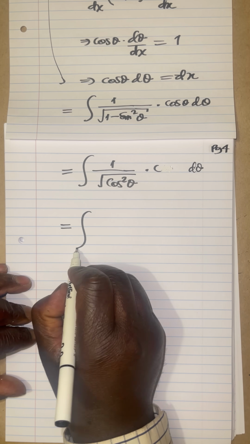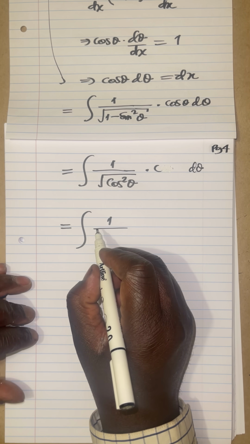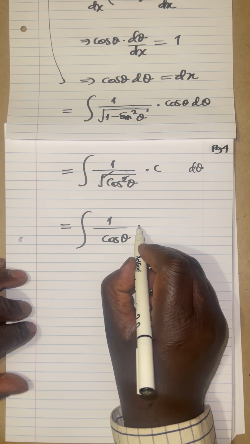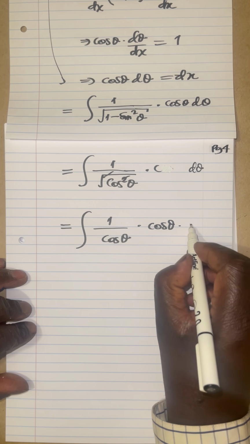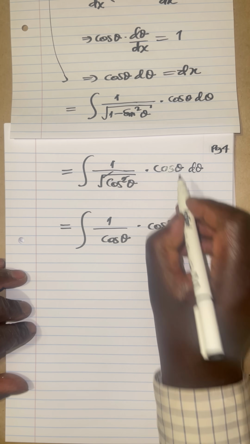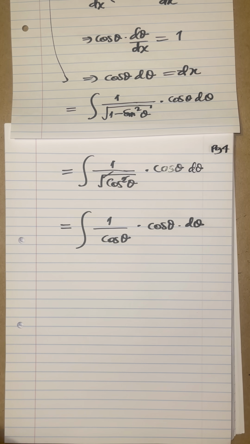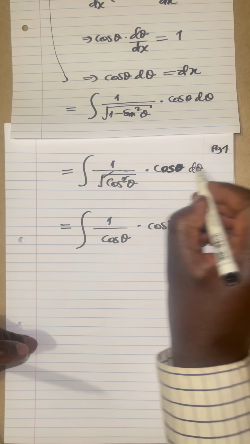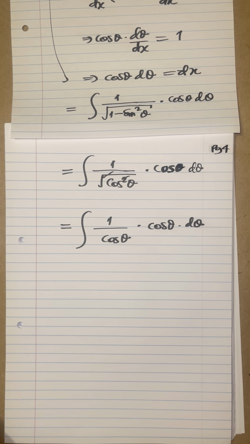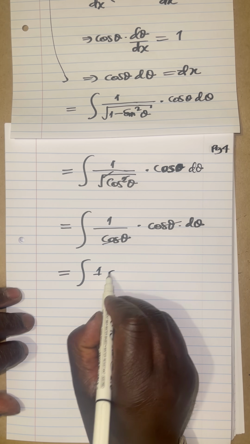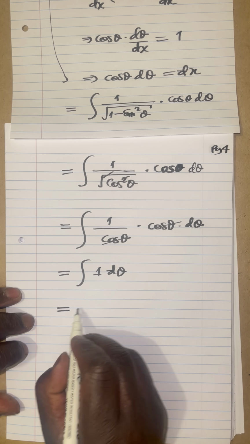Taking us to the next step, we're basically saying this is 1 all over, what is square root of that? We take the positive square root of cos squared theta, so we get cos of theta. And then this part here is cos of theta d theta. I want to make sure that it is clearly written so everyone can see. Now, notice something. These cancel, and what do we have? We have the integral of 1 d theta, and obviously you'll agree with me that this is theta.